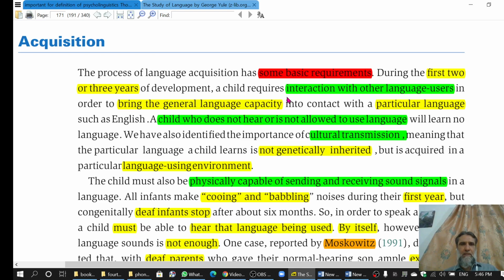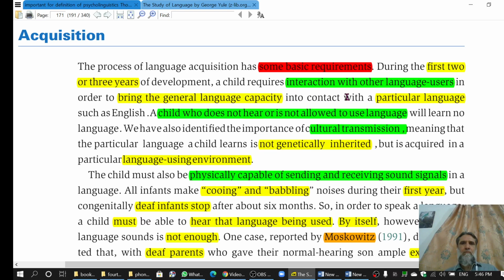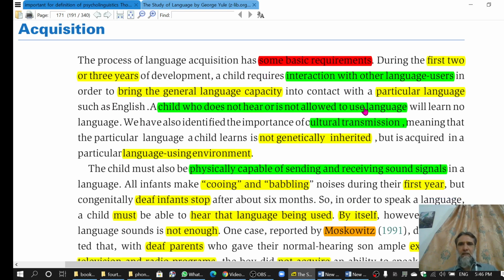In case of English, as we are talking about English, the environment of the child will be such that there will be language users speaking and having conversation in English. So this is the first basic requirement, that when the child is, let's say, in the first 2 or 3 years of development of language, then this child must have interaction with other language users.